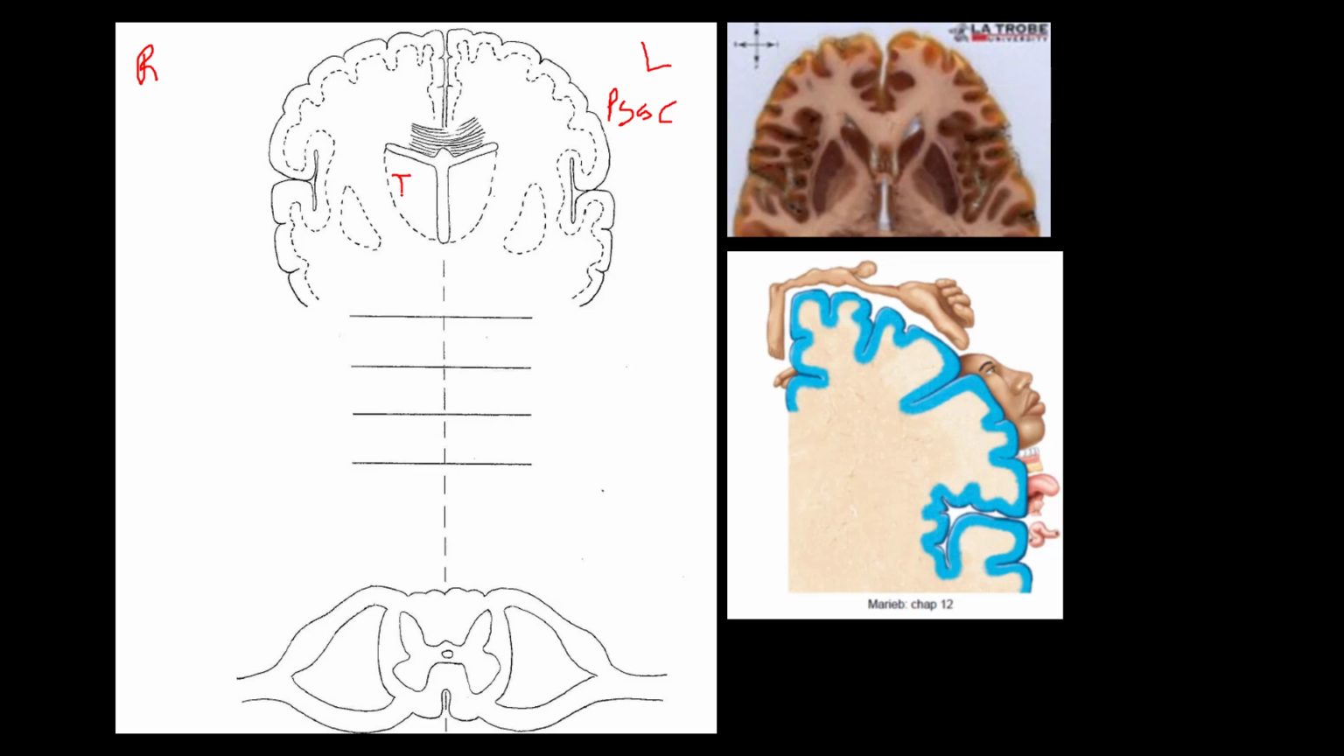Next you have the thalamus, midbrain, pons, medulla. And this is your spinal cord. You'll have the dorsal horn here and the ventral horn here.